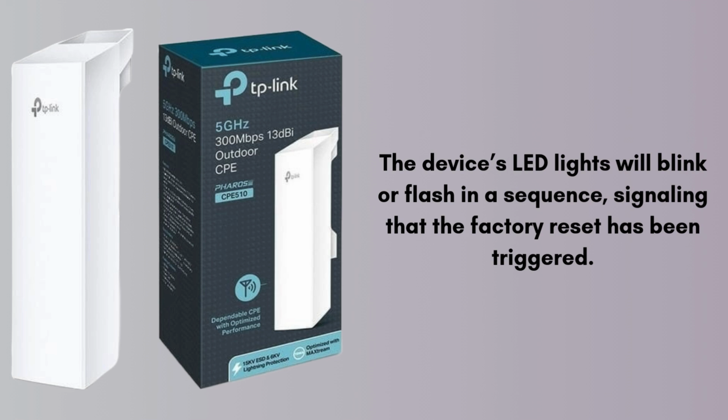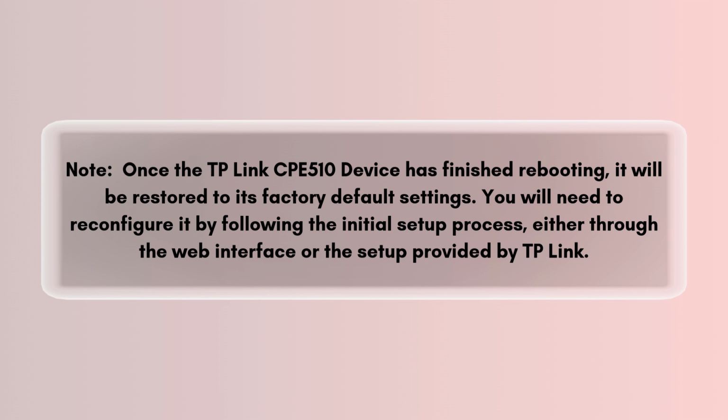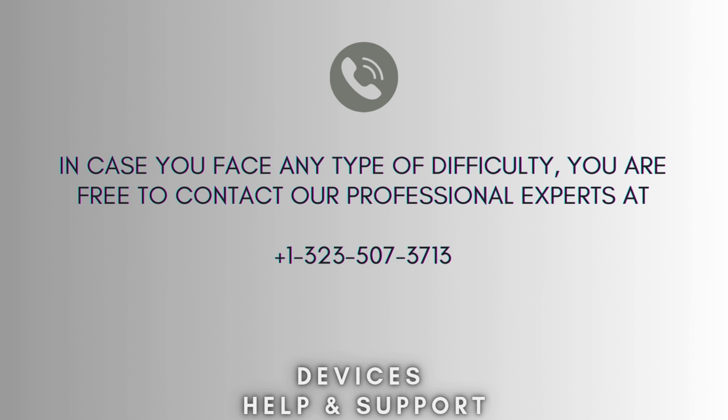After releasing the button, the device will reboot and reset to factory default settings, clearing all previous configurations. Note: once the TP-Link CPE510 device has finished rebooting, it will be restored to its factory default settings. You will need to reconfigure it by following the initial setup process, either through the web interface or the setup provided by TP-Link. Now the reset process is successfully complete.